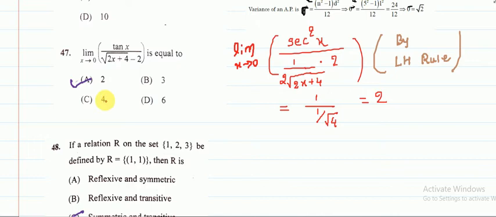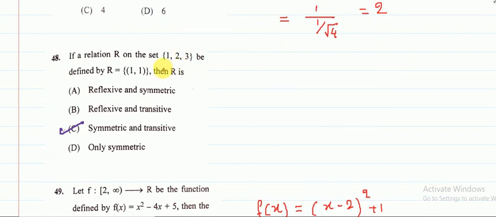Question number 47. So, this is clearly a 0 by 0 form. Therefore, we can apply L'Hospital's rule. L'Hospital's rule means differentiating the numerator and denominator separately. If you differentiate the numerator, it becomes secant square x. If you differentiate the denominator, it will be 1 divided by 2 into root of 2x plus 4, into 2. Therefore, the 2 gets cancelled and it will be secant square x into square root of 2x plus 4. As x tends to 0, secant square of 0 becomes 1 and this will be root 4. So, it is 1 into root 4, that is 1 into 2, the answer will be 2.